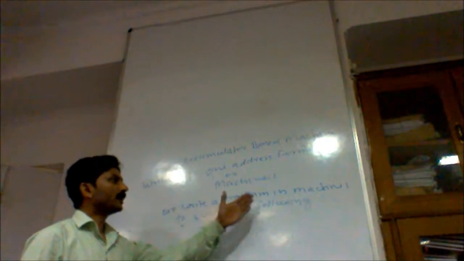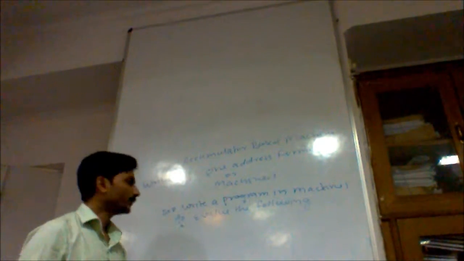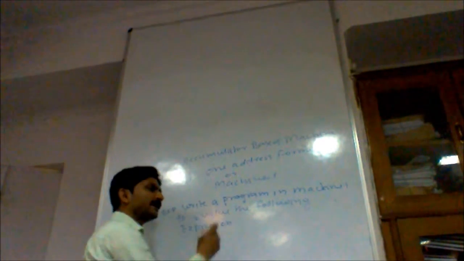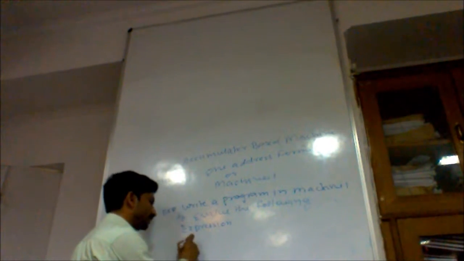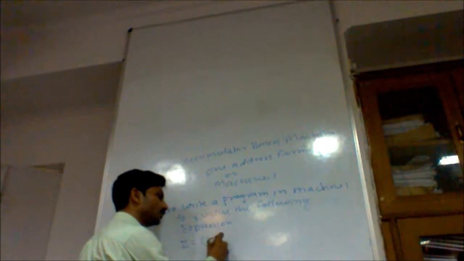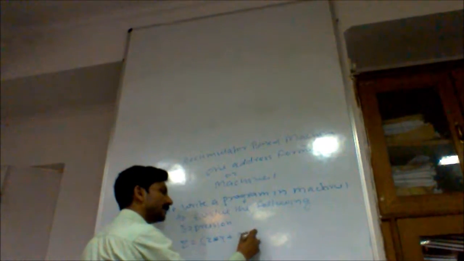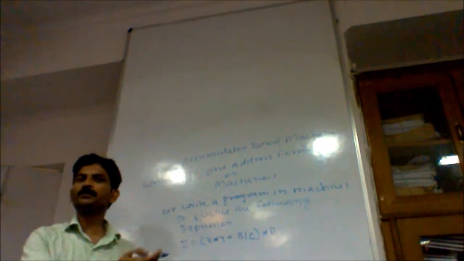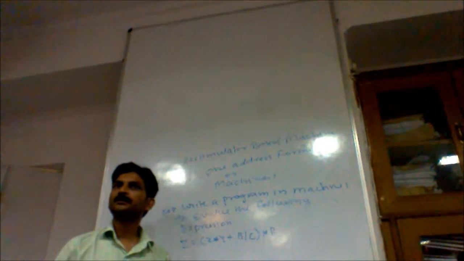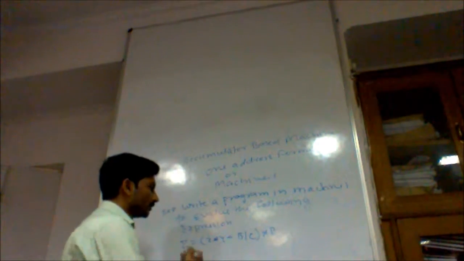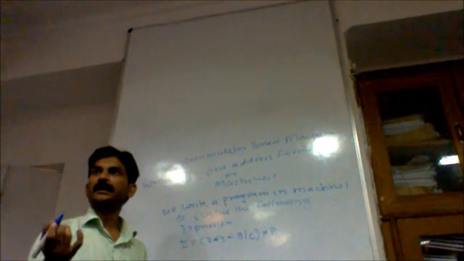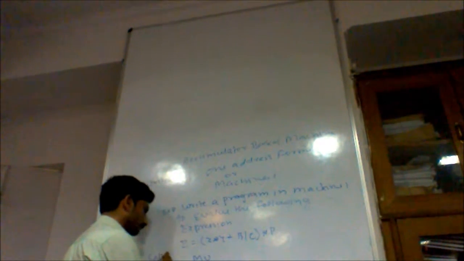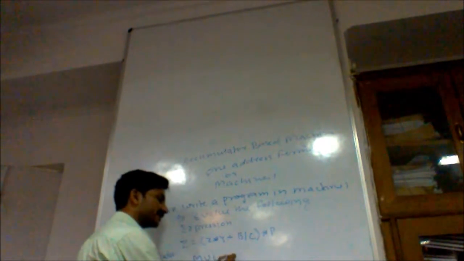Okay, write a program in machine 1 to evaluate the following expression. Use the same expression: z is equal to x into y plus b divided by c into p. We have to evaluate this expression using machine 1, so only one address we have to use. First multiply. Solution: mul x.